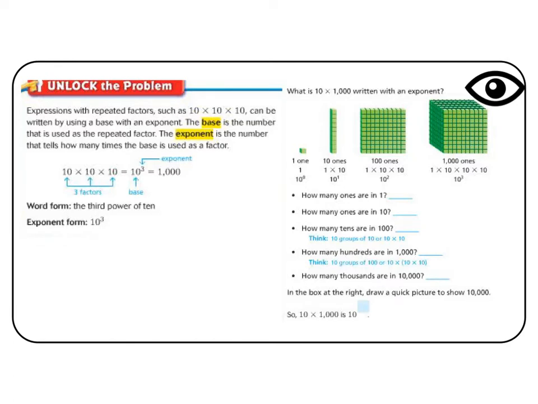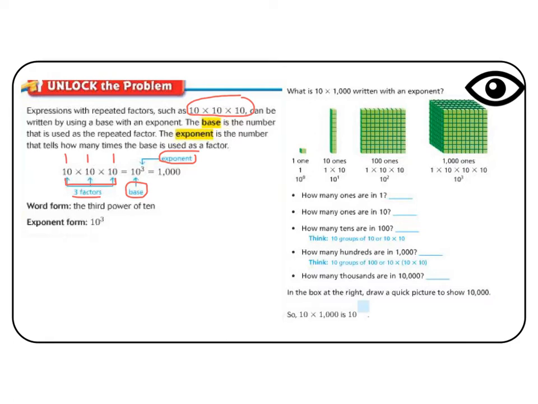Expressions with repeated factors, such as 10 times 10 times 10, can be written using a base and an exponent. A base, our vocabulary word, is the number that is used as the repeated factor, and the exponent is the number that tells us how many times we use that base. So here's the example, 10 times 10 times 10. We would call this a factor of 3 tens. It has 3 factors, each one of them is 10. So 10 is our base, but our exponent is 3 because we use 10 1, 2, 3 times.